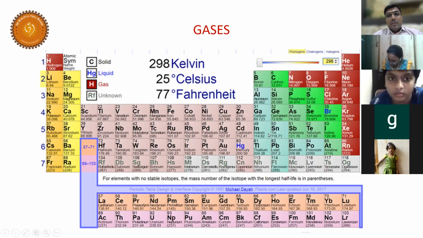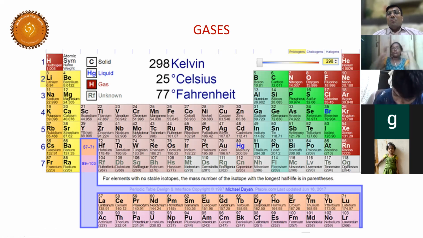Now listen carefully, students. Mercury is a metal. So liquid metal, they'll ask in the examination: which element is the liquid metal? So what do you answer, students? Mercury. Now, students, bromine is a non-metal. So which is the liquid non-metal? Bromine is the liquid non-metal.